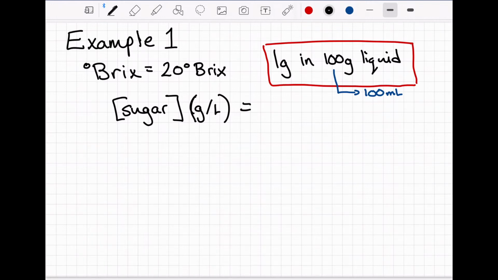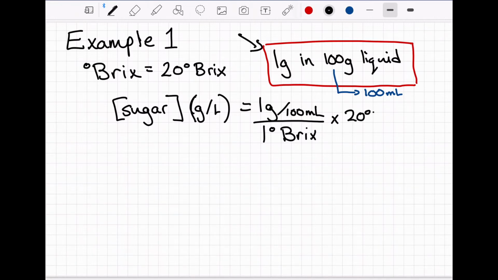So we need to get to this grams per liter of sugar. And so we're going to start off with this conversion factor that we've got up here. And we know that 1 gram per 100 milliliters is the same as 1 degree Brix. So this is considered a conversion factor. And we're going to multiply that at this point by our 20 degrees Brix.